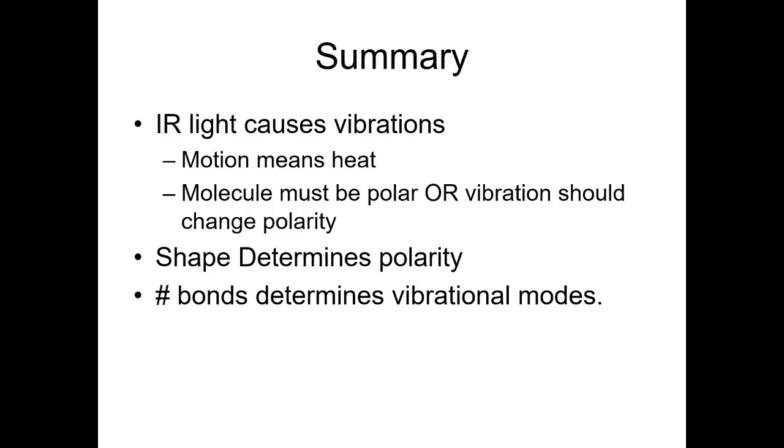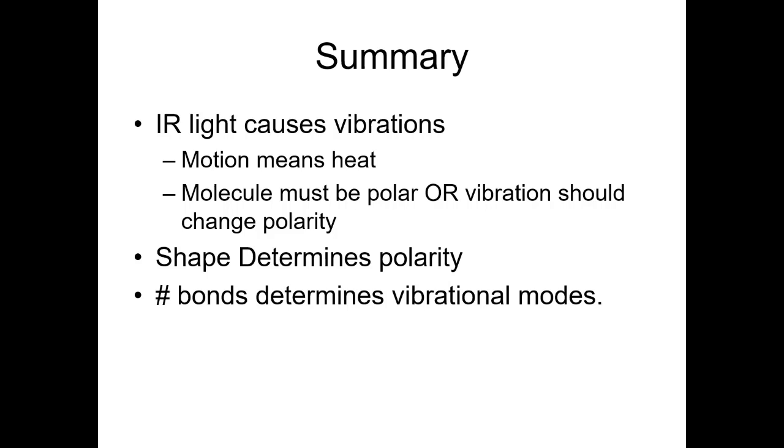The shape is going to determine this second part, whether it's polar or not. If I have a shape that has symmetry in all directions, and usually this happens when there are no lone pairs on the central atom, then it's nonpolar. Now I can still have a polar absorption of IR if the molecule gets distorted or changes shape when it absorbs the infrared. But initially, it doesn't have any polarity.